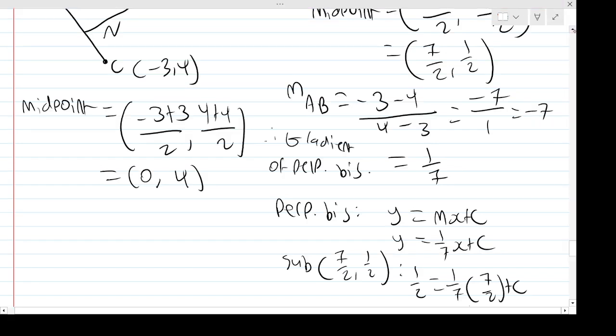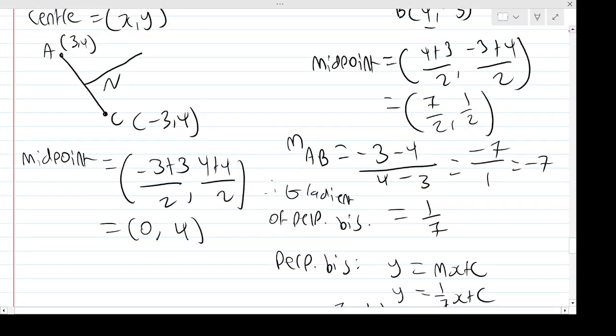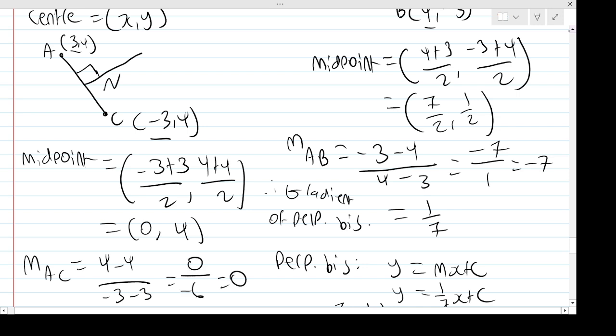But then to find this other perpendicular bisector, it'd be at a right angle to the line AC, the chord AC. So let's consider the gradient between A and C, because then it is perpendicular. Again, that's change in y over change in x. So let's do y first. That's 4, take away the other y value of 4, all over the change in x. That's minus 3, take away the other x value of minus 3. So that'd be 4 minus 4 is 0 over minus 6. That goes to 0. Okay, cool.